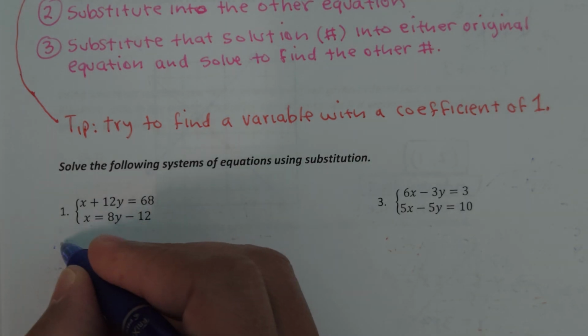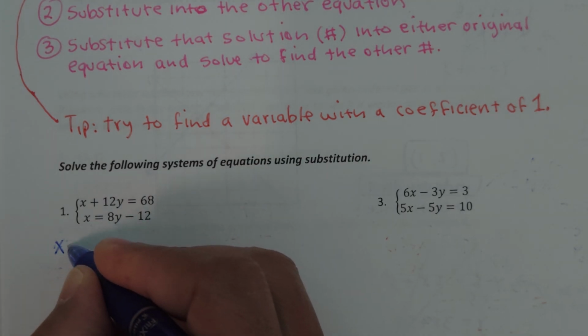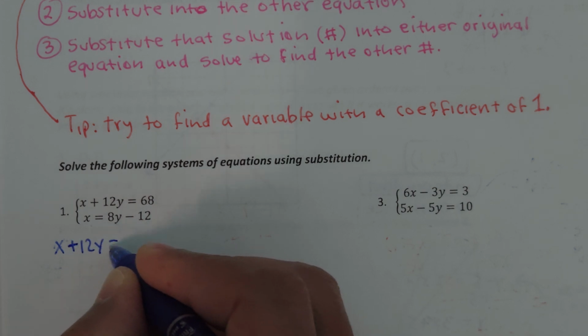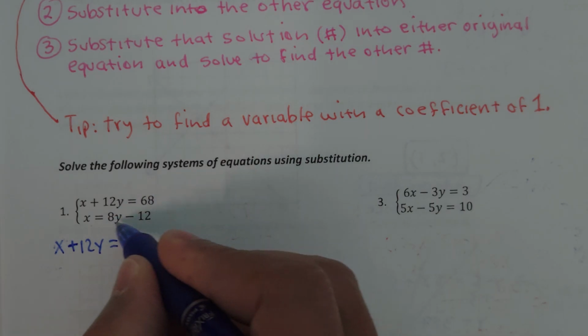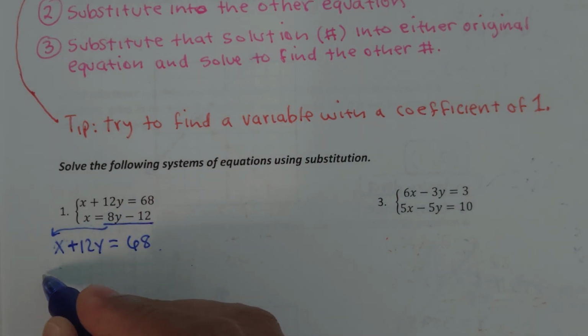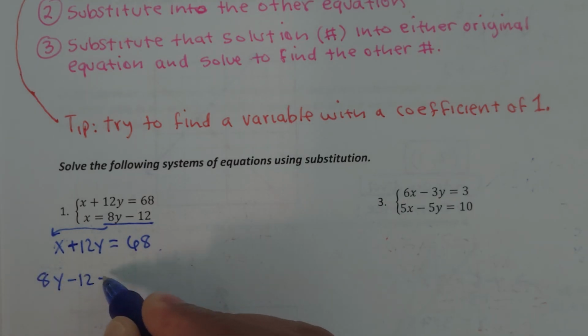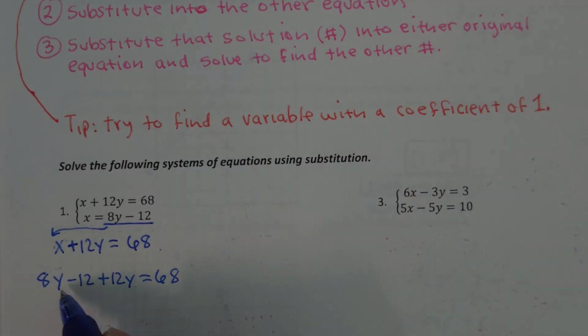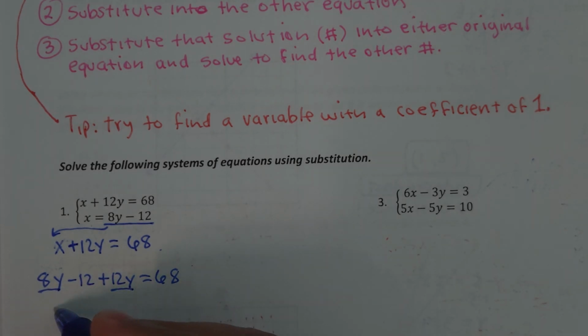So with that said, I'm going to copy it down. So in this case, x plus 12y is equal to 68. But then this means that I can substitute for x. So then I'm going to write down 8y minus 12 plus 12y is equal to 68. Once we get to this point, we start combining like terms. So 8y and 12y combine to 20y minus 12 equals 68.